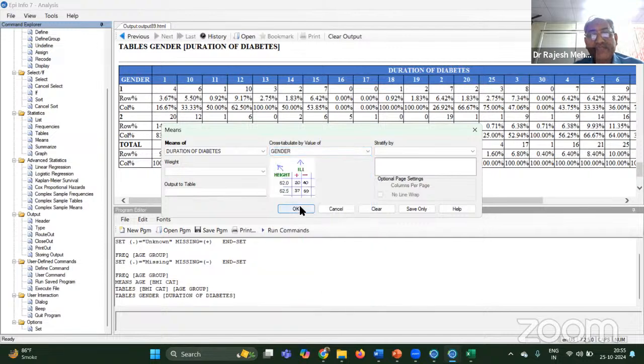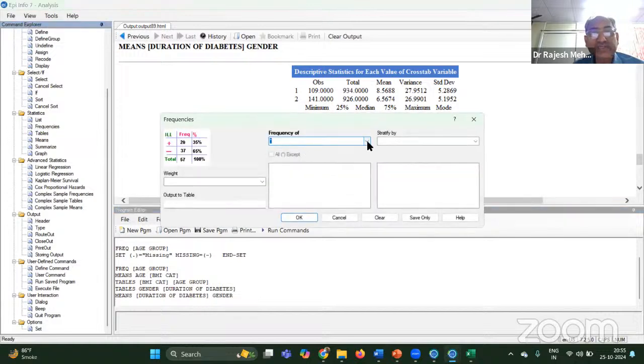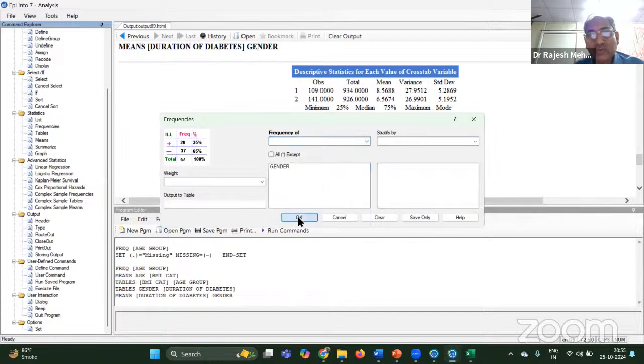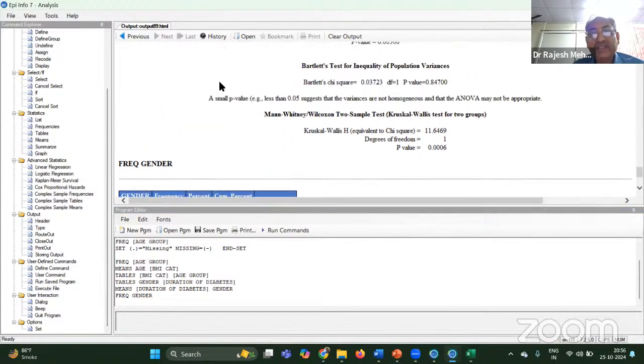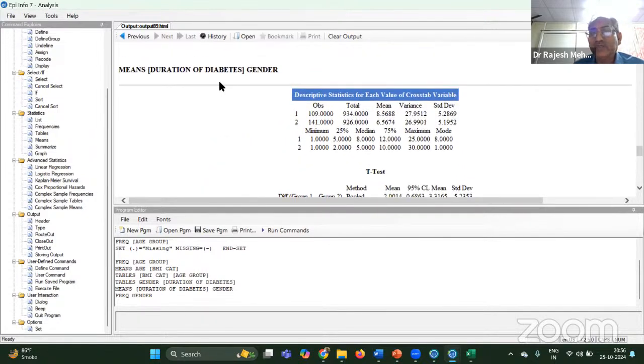So in male and female, is there any difference in mean duration? Here, 1 and 2, the meaning should have been written. If you go for frequency of gender, you should write male and female rather than 1 and 2. Here it is 1 and 2, but the meaning is not shown. If you had written it directly, that would be better, right? So you can say that the mean duration is significantly different between group 1 and 2.